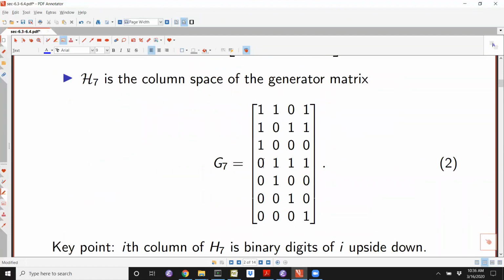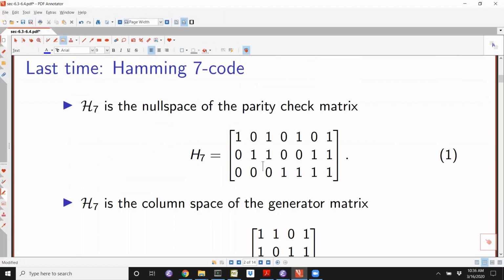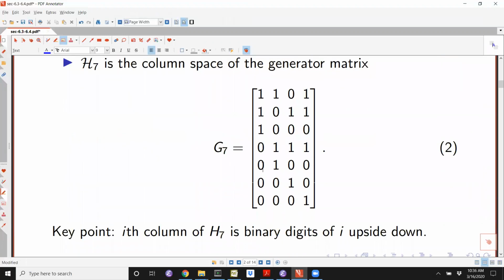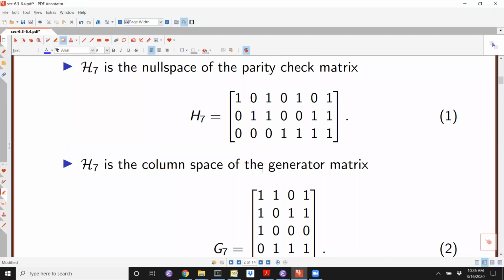So the key point of H7, that's essentially the definition of capital H7, is that the ith column of capital H7, the parity check matrix of the Hamming 7 code, is the binary digits of i, except written upside down. So here goes.